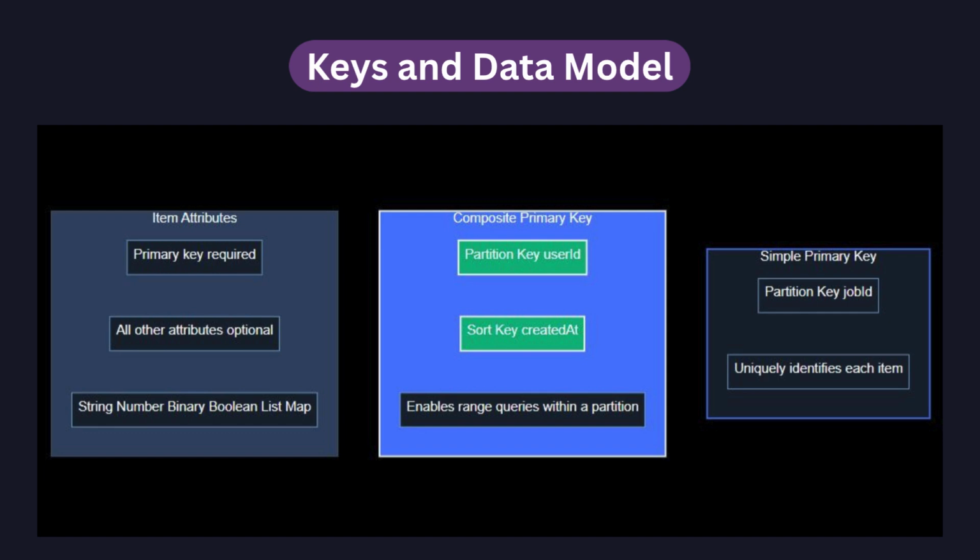The partition key determines where the data is stored internally, while the sort key allows multiple items under the same partition to be sorted and queried efficiently. This design enables powerful query patterns like retrieving all events for a user within a time range. Proper key design is critical because it directly affects performance and prevents issues like hot partitions.